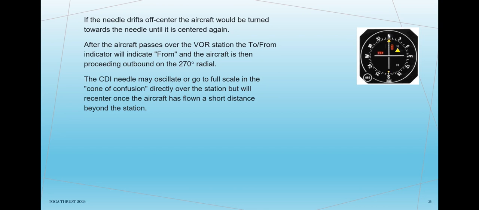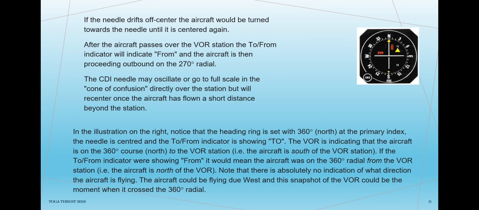In the illustration on the right, notice that the heading ring is set with 360 degrees north at the primary index, the needle is centered and the to/from indicator is showing to. The VOR is indicating that the aircraft is on the 360 degrees course, north, to the VOR station, i.e. the aircraft is south of the VOR station. If the to/from indicator were showing from, it would mean the aircraft was on the 360 degrees radial from the VOR station, i.e. the aircraft is north of the VOR.